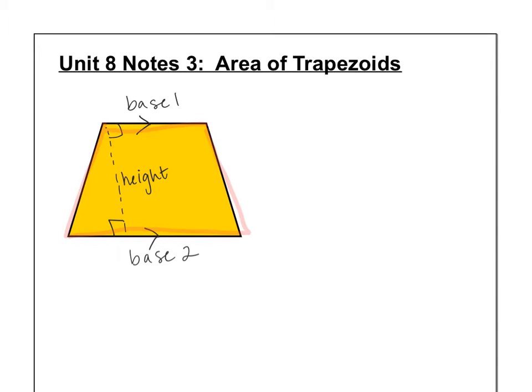If we want to find the area, there's a formula, and it goes like this. Area equals height, parenthesis, base 1 plus base 2, close the parenthesis, divide by 2. So you add the bases, multiply by the height, divide by 2.